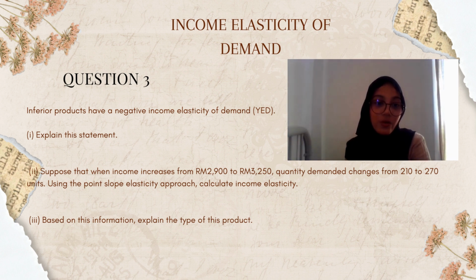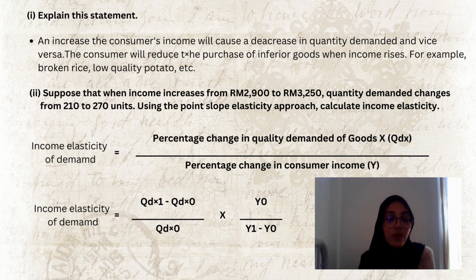Today, I will answer question 3 on income elasticity of demand. The data given is that inferior products have a negative income elasticity of demand. Question 3, Roman 1: explain this statement. The answer is an increase in consumer income will cause a decrease in quantity demanded, and vice versa. The consumer will reduce purchases of inferior goods when income rises, for example broken rice and low quality potato.